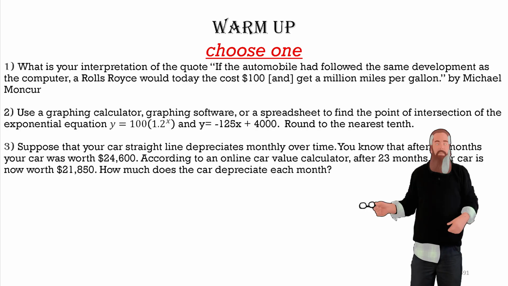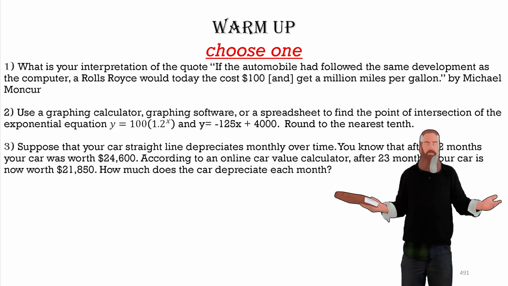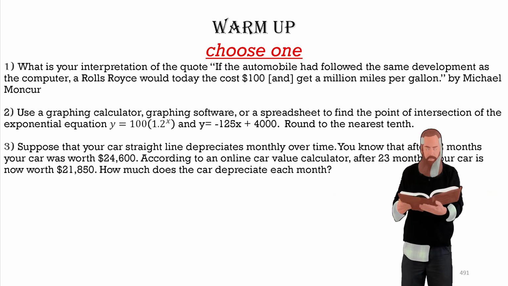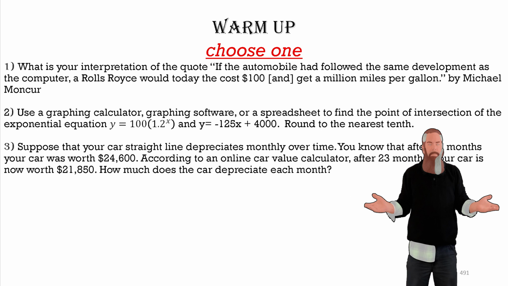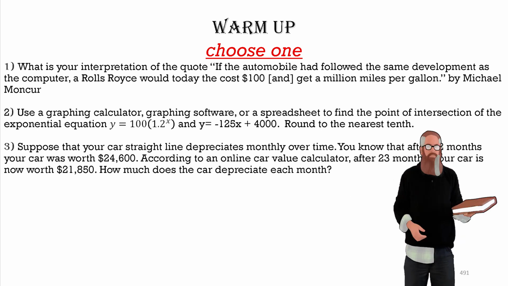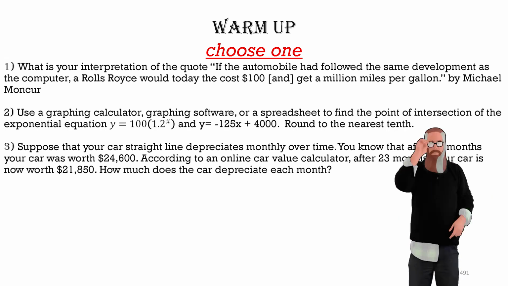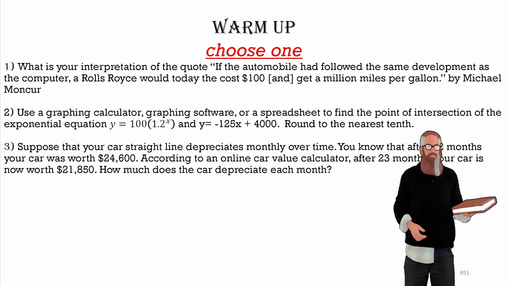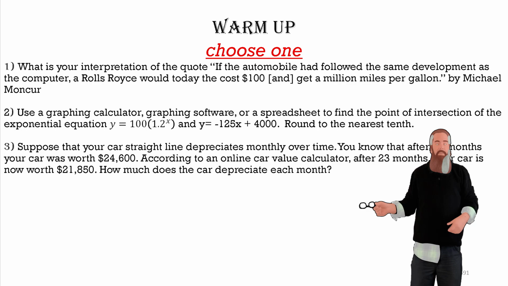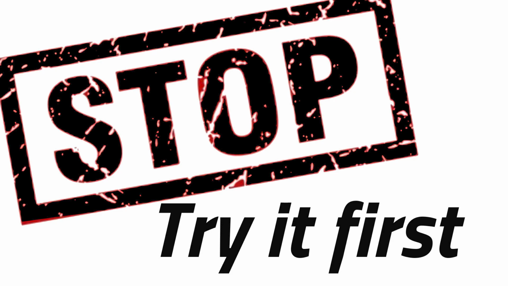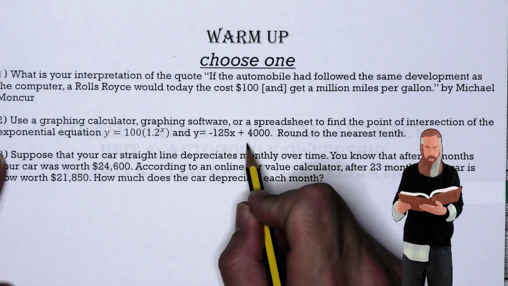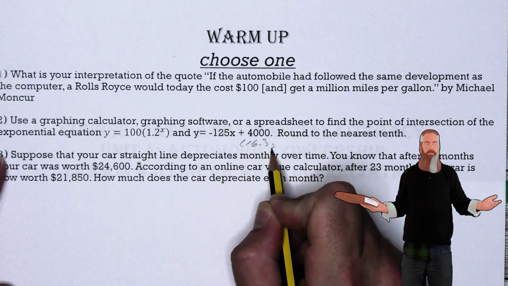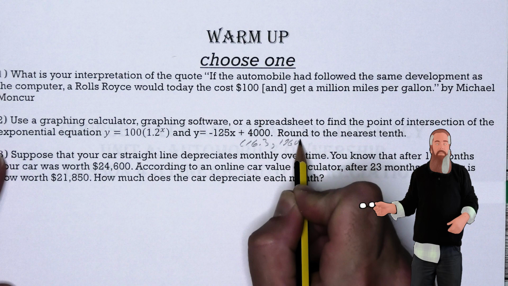Before we begin, let's make sure we're ready for this lesson by answering warm-up number 2. You can use a graphing calculator, graphing software, or a spreadsheet to find the point of intersection of the exponential equation y equals 100 times 1.2 to the x power and y equals negative 125x plus 4,000. When you do this, you're going to find the point of intersection is at 16.3 and 1960.